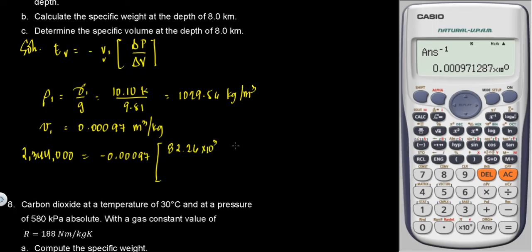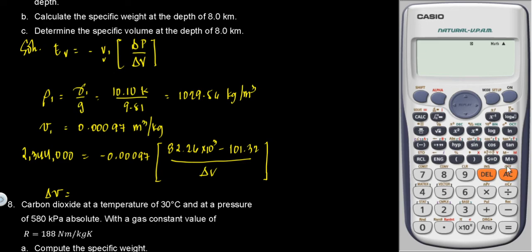Tapos kilopascal. Okay? Then, we subtract 101.32. Okay? Atmospheric. Kilopascal din. Over the change in volume. Change in specific volume. So, the change in specific volume is equal to, okay, compute na natin.